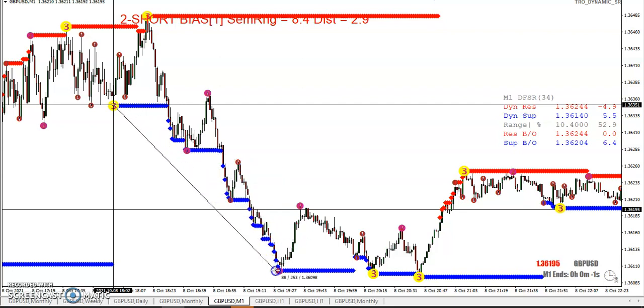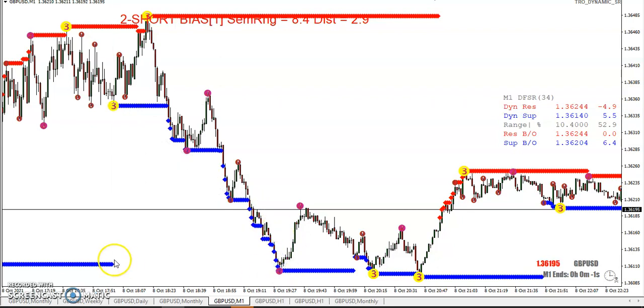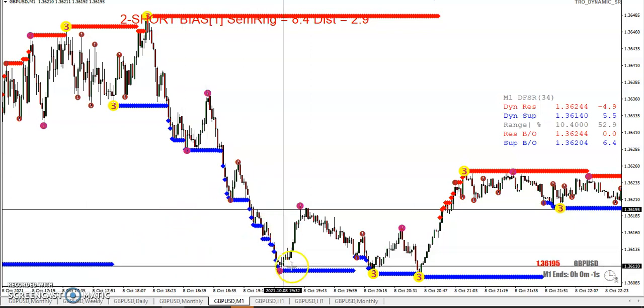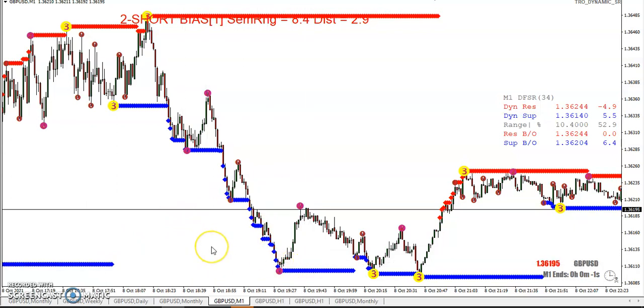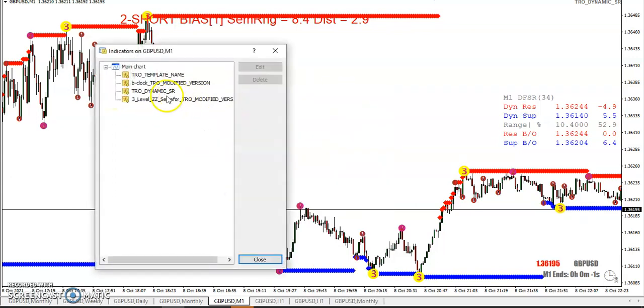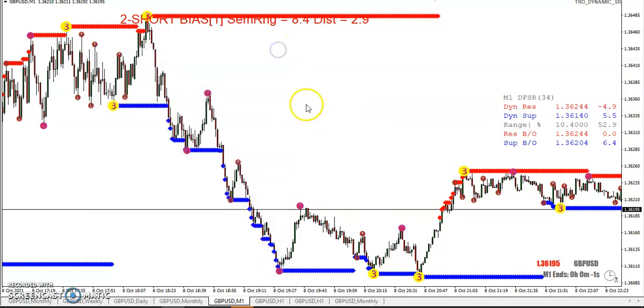But it's one of these things. It's like, don't be so anxious. Look left. Oh, there's some support here. Maybe it'll come down to this level. And what did it do? So that's how you can use the TRO dynamic support resistance indicator combined with the 3-level ZZ that I modified.